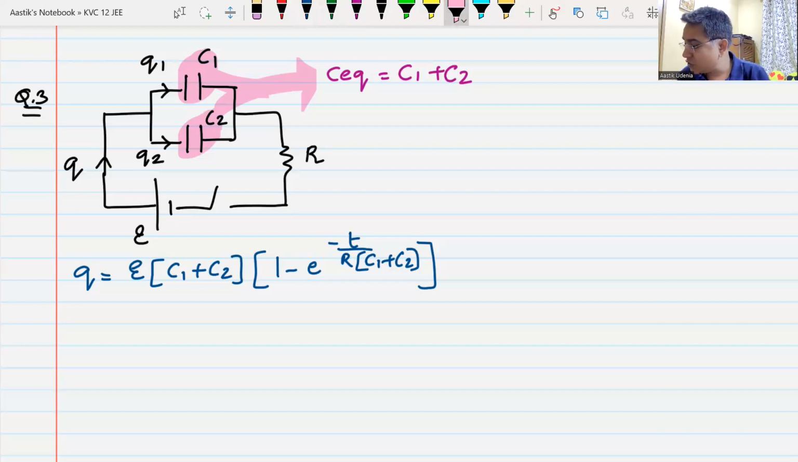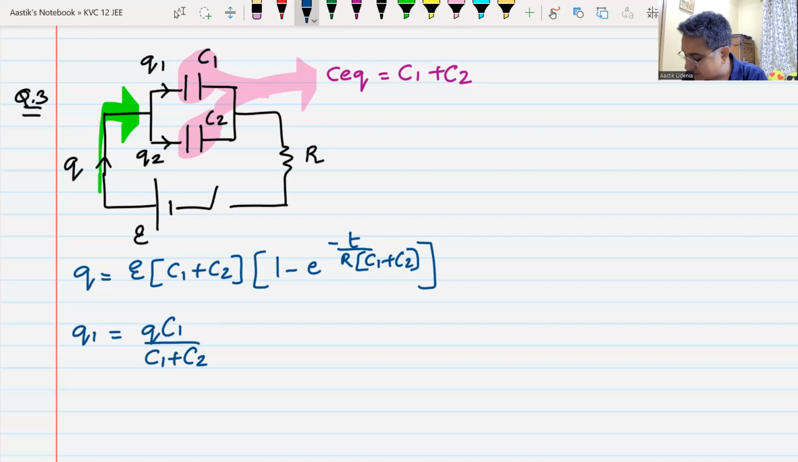This is the charge Q which is flowing in the circuit, and it gets divided into Q1 and Q2. If you remember, sometime back, many times I have told you how charge divides in parallel branches. So from that concept, I can find out the value of Q1. Q1 will be equal to Q into C1 divided by C1 plus C2. I hope you remember it. If I write it, it will be minus t by R into C1 plus C2.